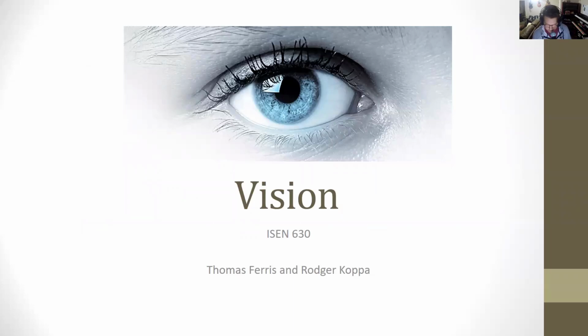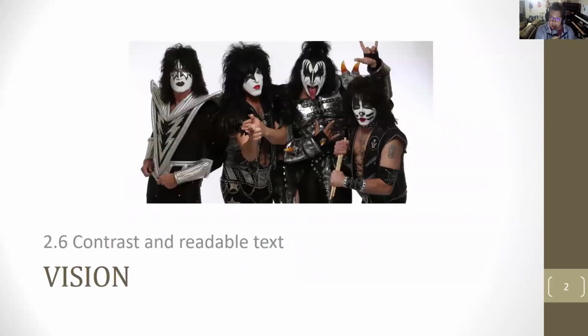All right, howdy everyone. We're continuing our lecture on vision, topic 2, and this subsection is on the importance of contrast. How do you measure contrast? How do you quantify it? Why is it important for making visual imagery, and also text? So what makes text readable with regard to how our visual processing system works?